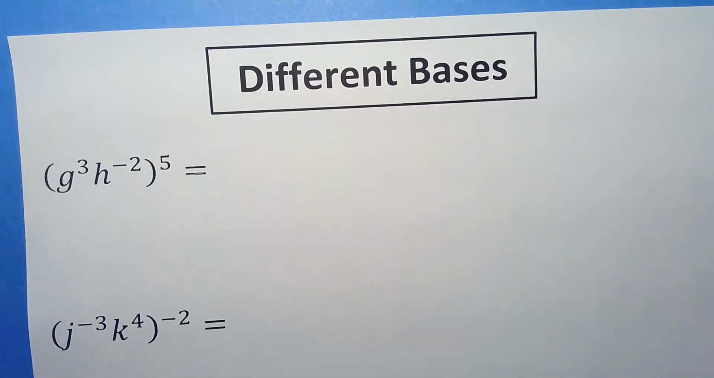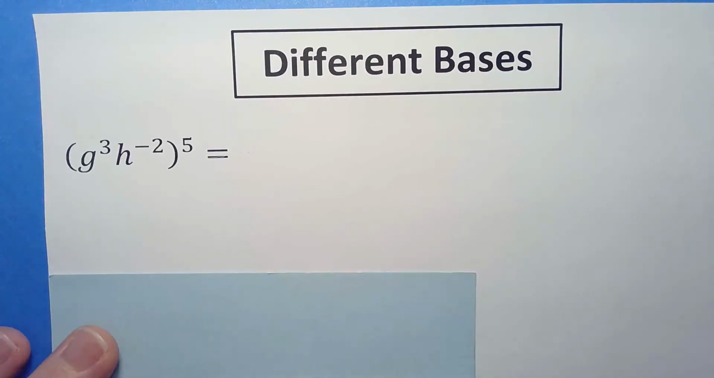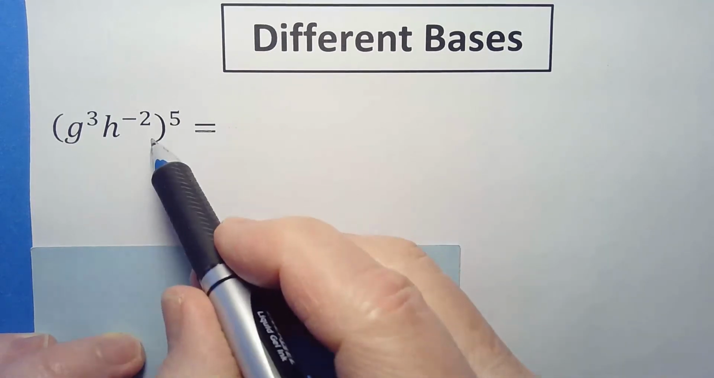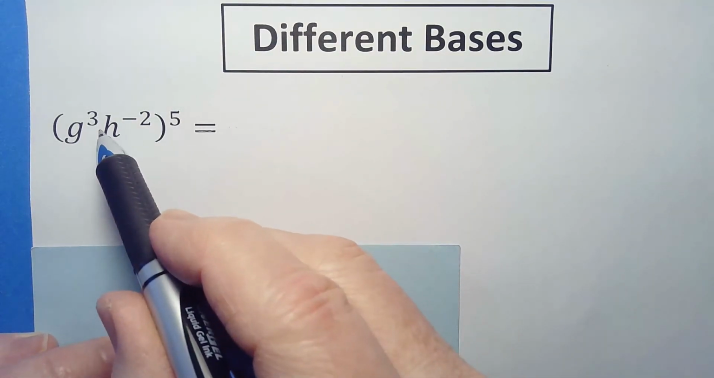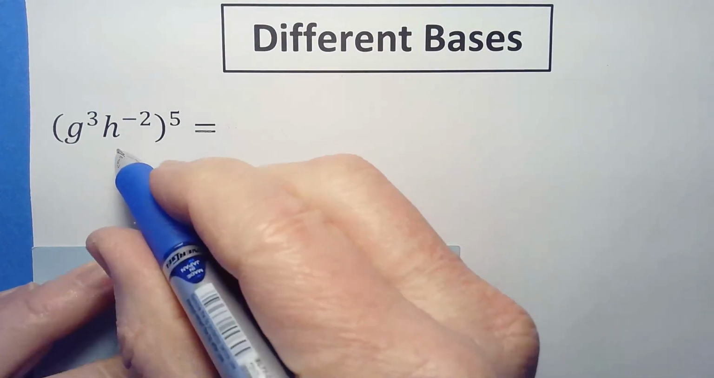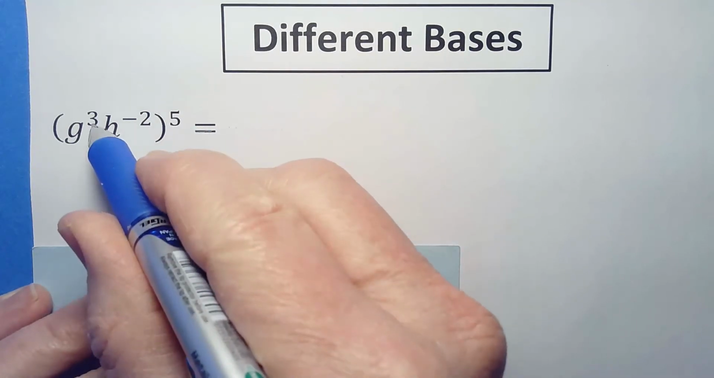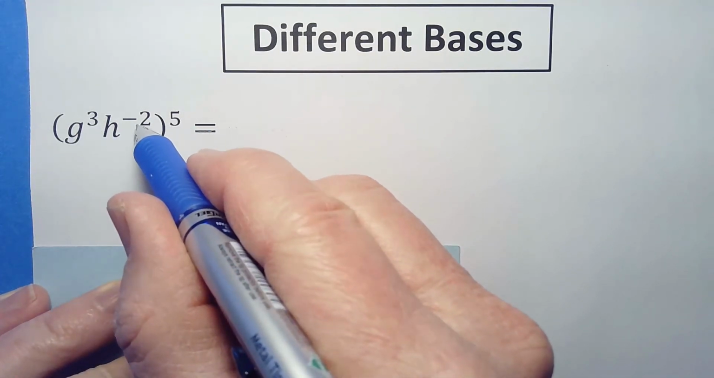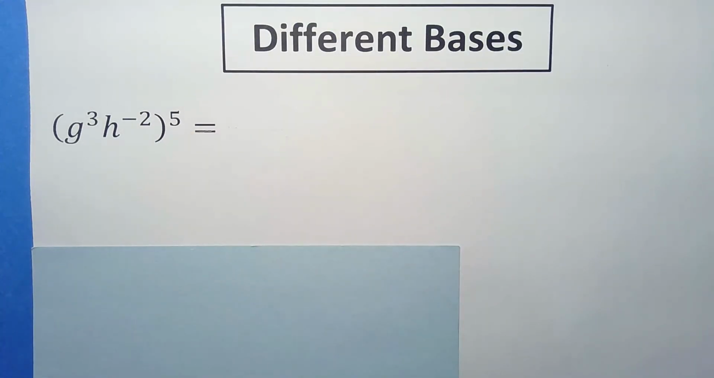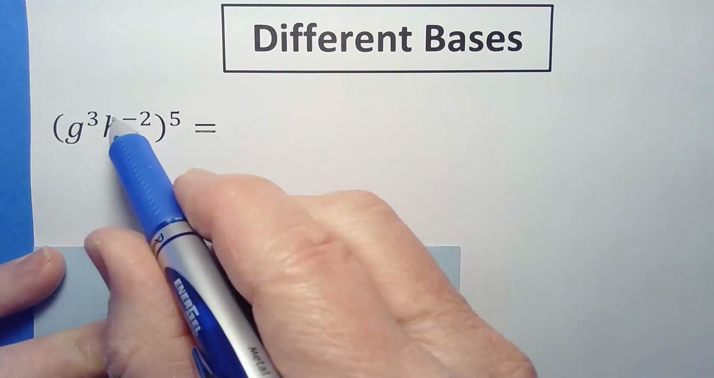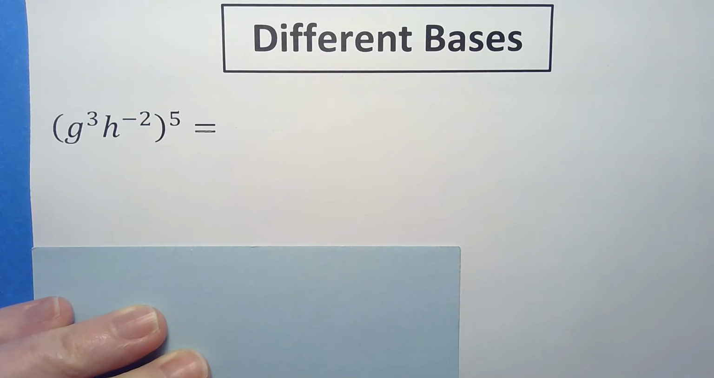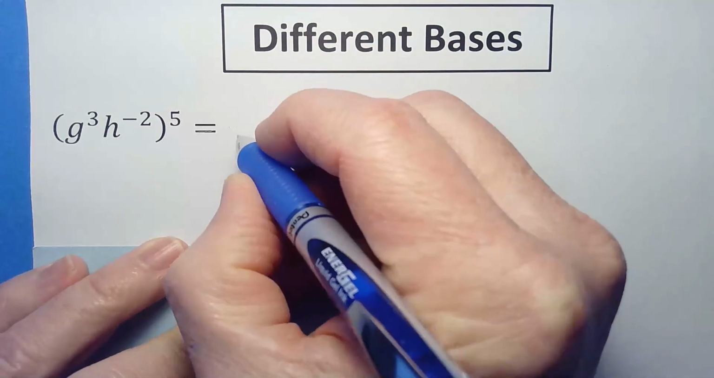Now let's talk about the situation where I have different bases. Same kind of thing. It's almost like you're distributing it across the parentheses here. In particular, this fifth power applies to both g to the third and h to the negative 2. Now again, g and h are different bases, so I can't just sort of mush them together. But I can essentially distribute that 5. Again, technically this isn't the distributive rule, but I'm just saying it kind of looks like it.